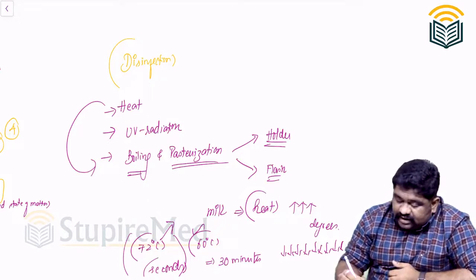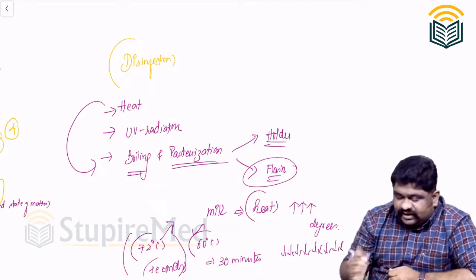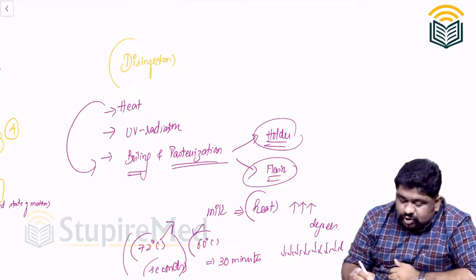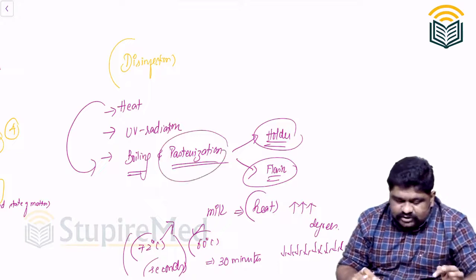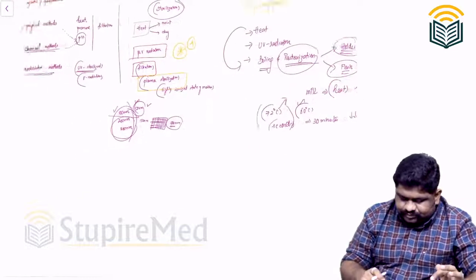So this can be applied in case of flash method. In flash method, you have very high temperature just for seconds. In Holder method, you use moderately high temperature for minutes. These two are the types of pasteurization you come across. Now, they can ask you questions about the chemical agents used.